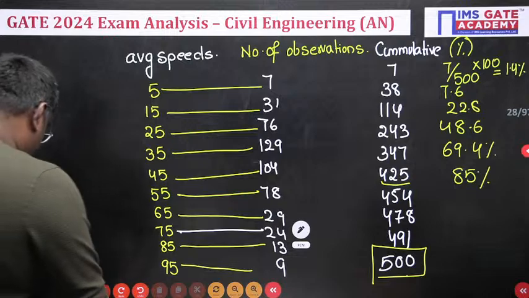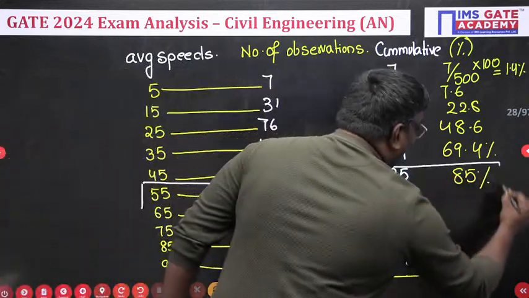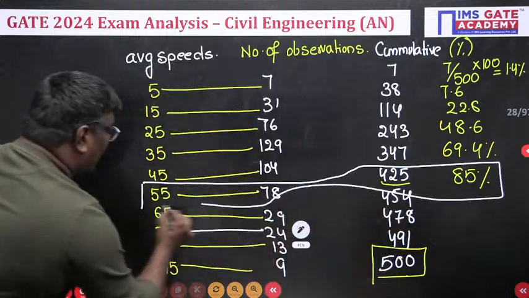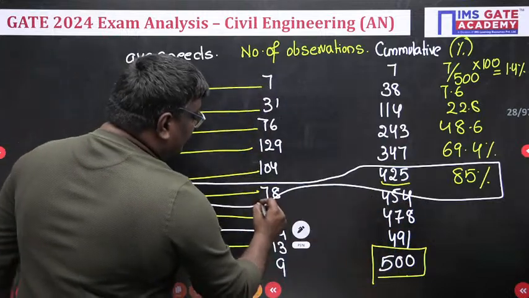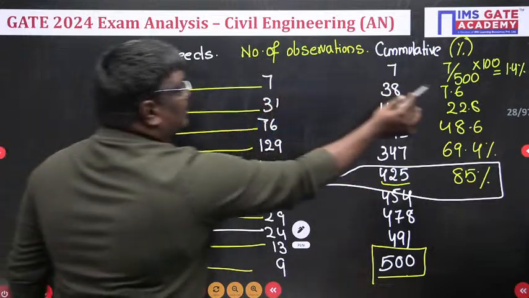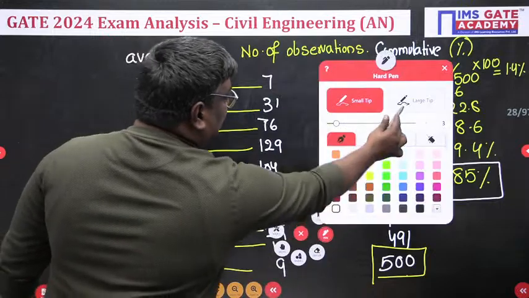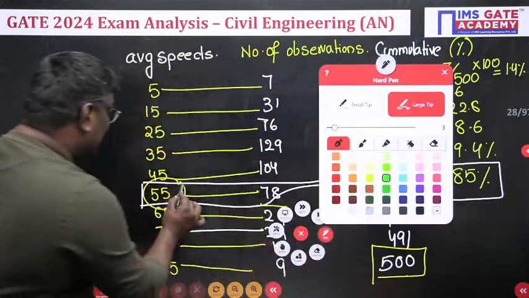Whatever they have given you, sir, see here, that 55th speed, we have the 85 percentile. Are you getting, my dear students? At 55 speed, we are getting the 85 percentile. So my dear students, let me tell you, this will be your final answer, sir. This will be your final answer.